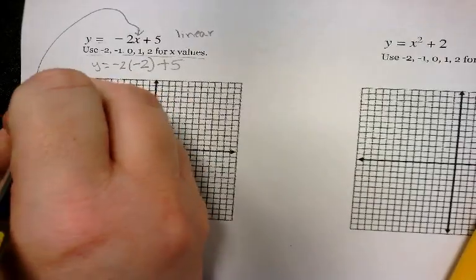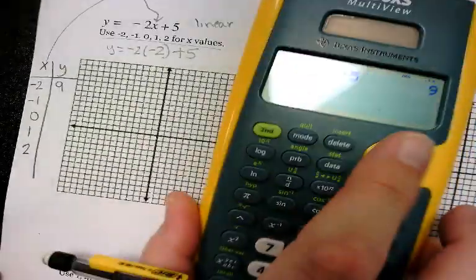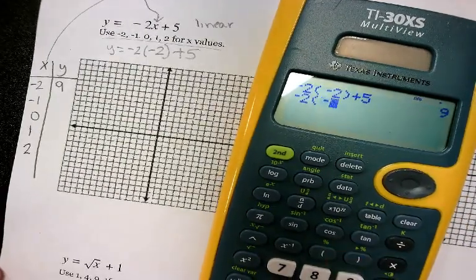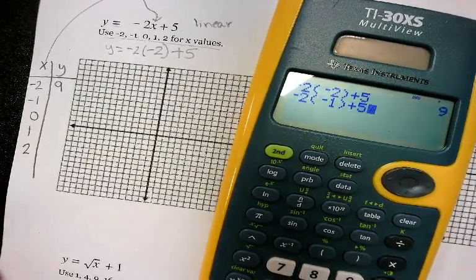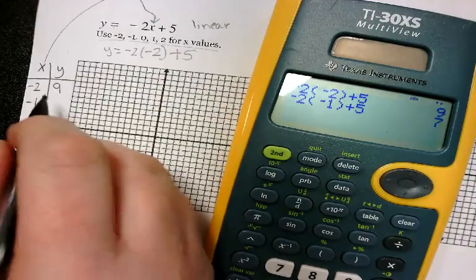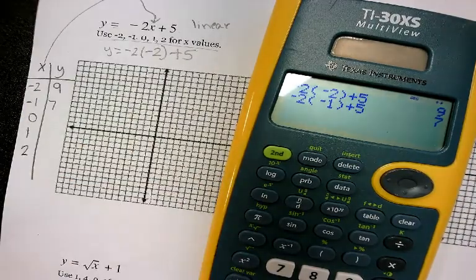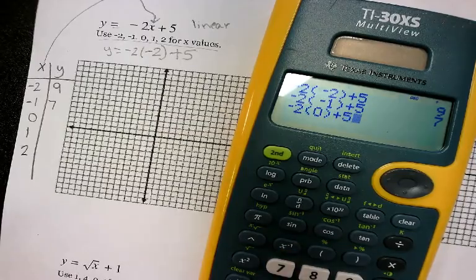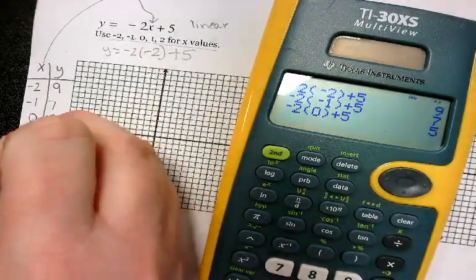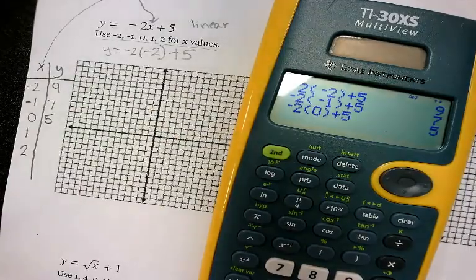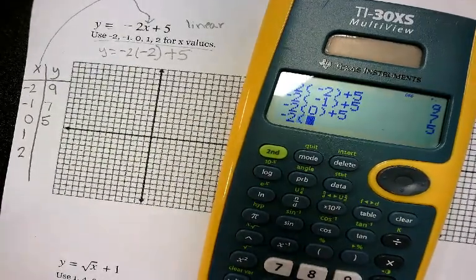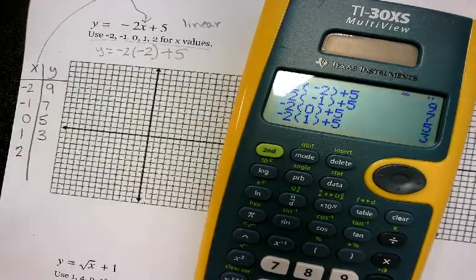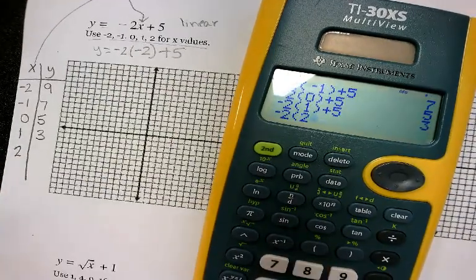Moving on to the next one, we did negative 2 times negative 1 plus 5. Should get 7. Negative 2 times 0 plus 5 gives us 5. Negative 2 times 1 plus 5 gives us 3. Negative 2 times 2 plus 5 gives us 1.